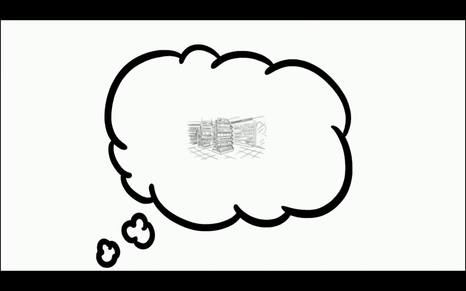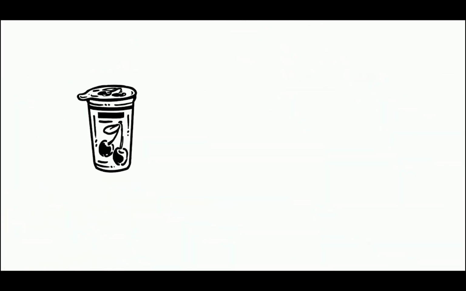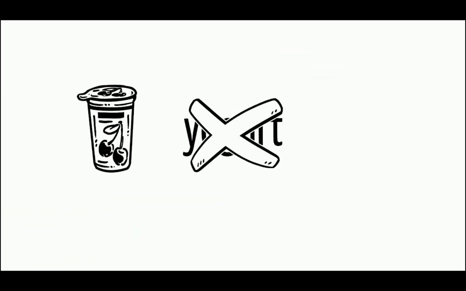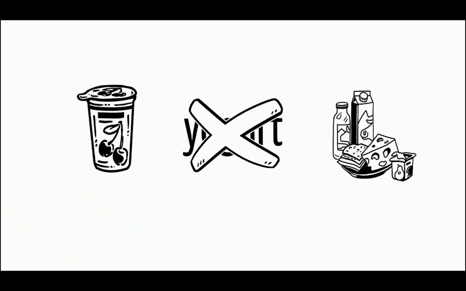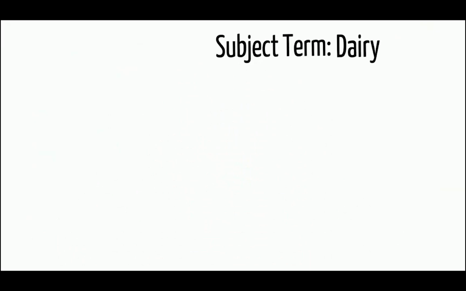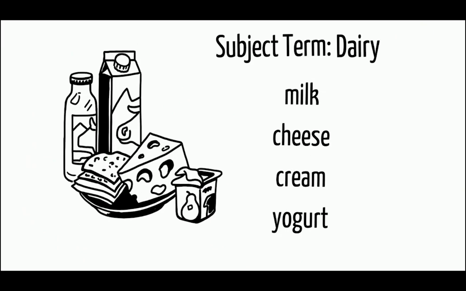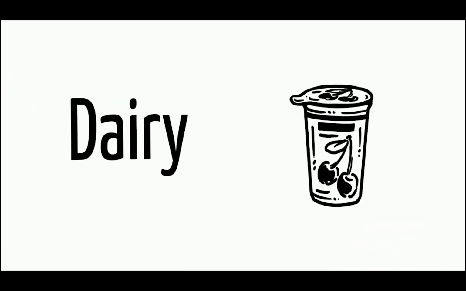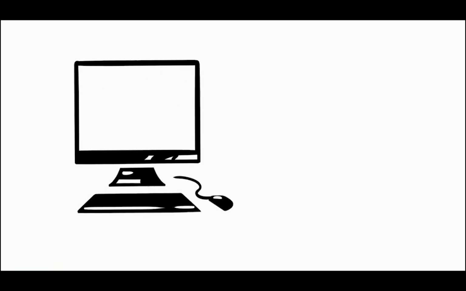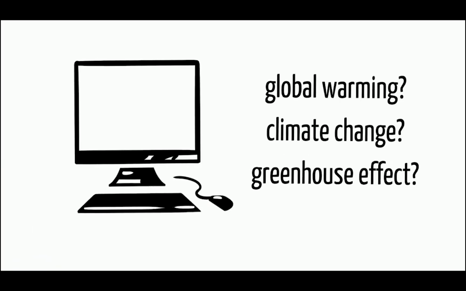Think about subject terms as signs in a grocery store. If you're looking for yogurt, you might not find a sign that says yogurt, but you will find a sign that says dairy. In this case, dairy is the subject term that the store uses to group all dairy items together. Knowing which words a store uses will help you find exactly what you need. Likewise, knowing which words a database uses to describe your subject will help you find what you need.